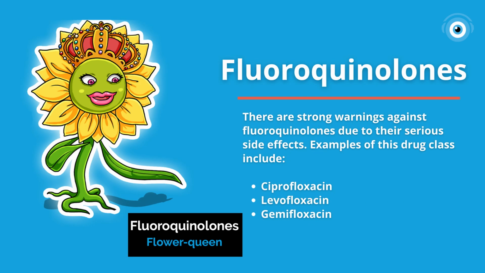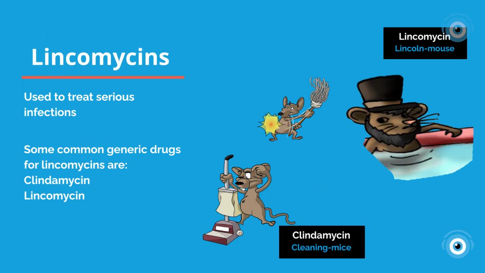Next, we've got fluoroquinolones. These are strong antibiotics, and there are strong warnings against fluoroquinolones due to their serious side effects. Examples of this drug class include ciprofloxacin, levofloxacin, and gemifloxacin. Lincomycins are used to treat serious infections. Some generic drugs for lincomycins are clindamycin and lincomycin. Again, we've got those drugs that are named after the class.